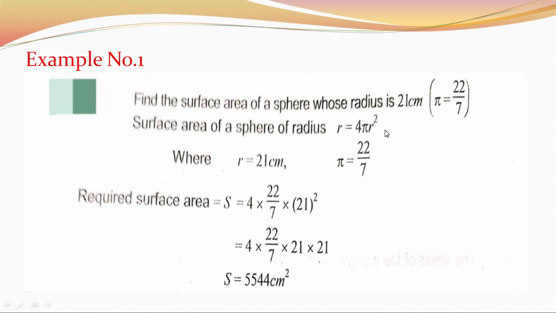Here we will put the values of pi and R, where R is equal to 21 centimeters, the radius, and pi is equal to 22 over 7. Required surface area is S. S is equal to 4 into 22 over 7 into 21 whole square. We will simplify and find the surface area of the sphere. S is equal to 5544 centimeter square. This is the example of surface area of a sphere.